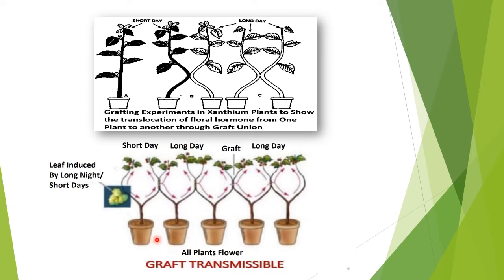Here you have a number of these parts which are connected through grafts, and you are subjecting one leaf of this plant to induction by long nights or short days. That means this is a short day plant, as Xanthium is, and to the others you are subjecting long days, long days, long days. But this is the plant which will receive the stimulus here, and all these plants will flower. That means it is graft transmissible also.